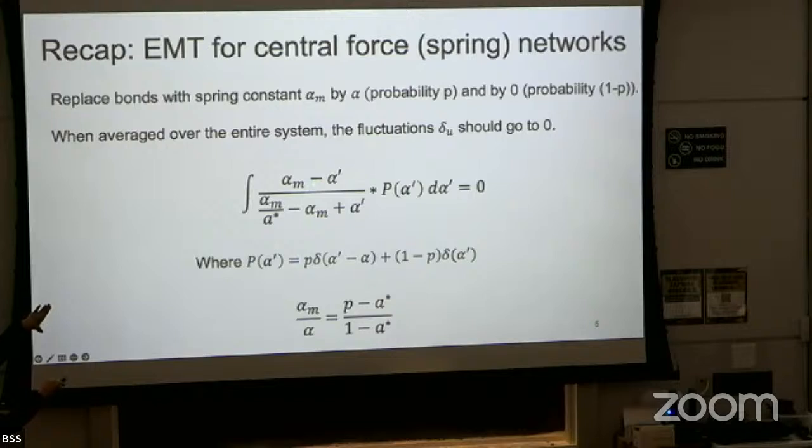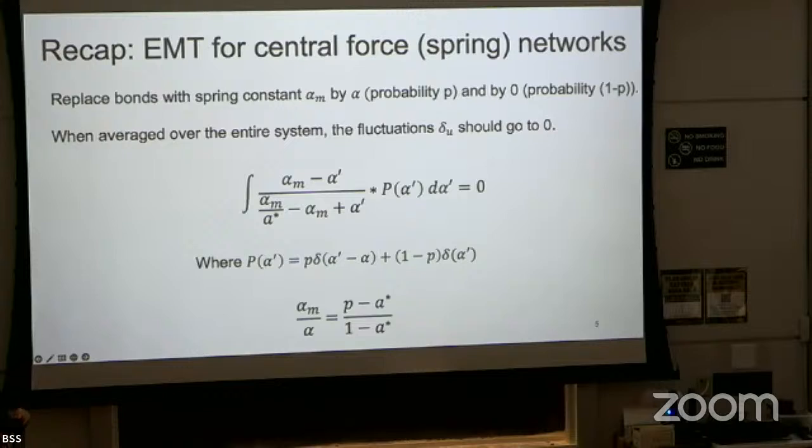So the first part will be basically (alpha_m minus alpha) divided by (alpha_m by A star minus alpha_m plus alpha) times P, and then plus you will have (alpha_m minus 0) divided by (alpha_m plus A star minus alpha_m plus 0) times (1 minus P).